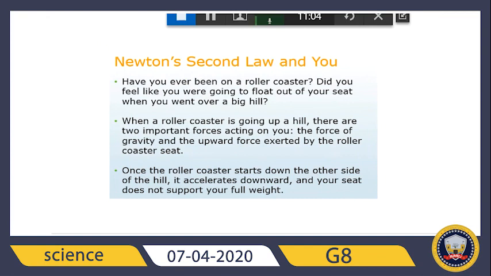Okay, so Newton's second law on you. Have you ever been on a roller coaster? Did you feel like you were going to float out of your seat when you went over a big hill? Actually, when a roller coaster is going uphill, there are two important forces acting on you: the force of gravity pulling you downward, and the upward force exerted by the roller coaster seat. Once the roller coaster starts down the other side of the hill, it accelerates downward, and your seat doesn't support your full weight.